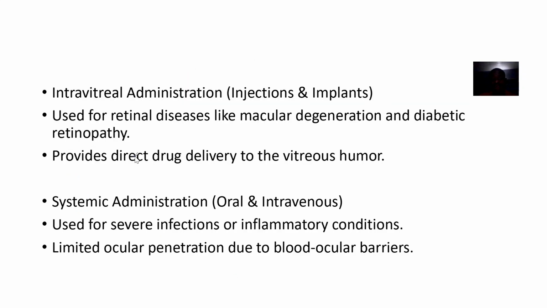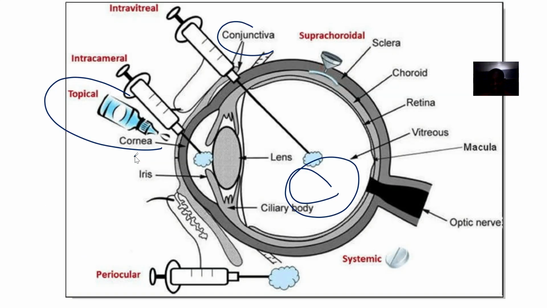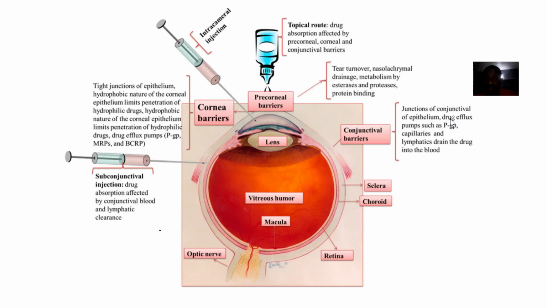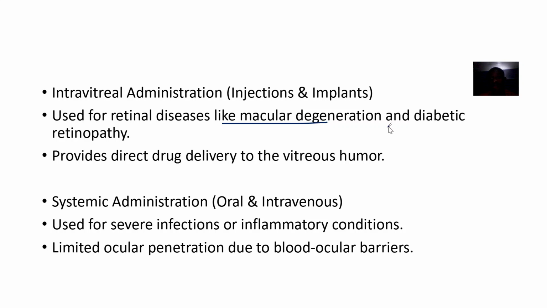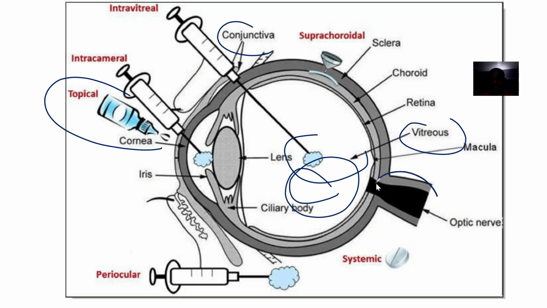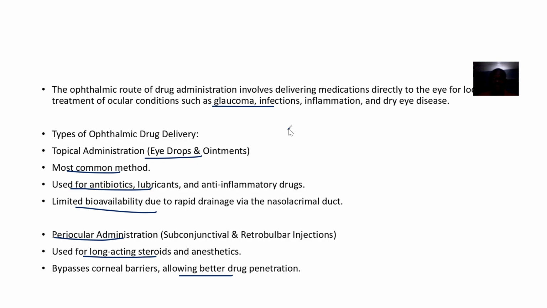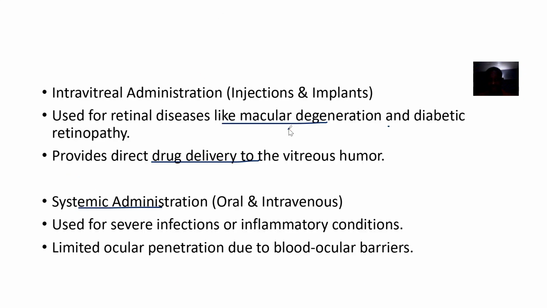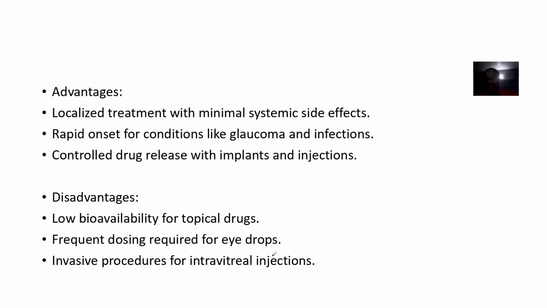So intravitreal now. Intravitreal, just like we have on this slide, can you see? Inside the vitreous humor. So deep down, you use an injection too. It's used for retinal disease like macular degeneration, diabetic retinopathy, and provides direct drug delivery to the vitreous humor. Then systemic administration, that's like you're basically giving drug right to the retinal artery, so that it takes it to the retinal vein to take it to the whole body. So it's used for severe infections or inflammatory conditions. There's limited ocular penetration due to blood ocular barriers.